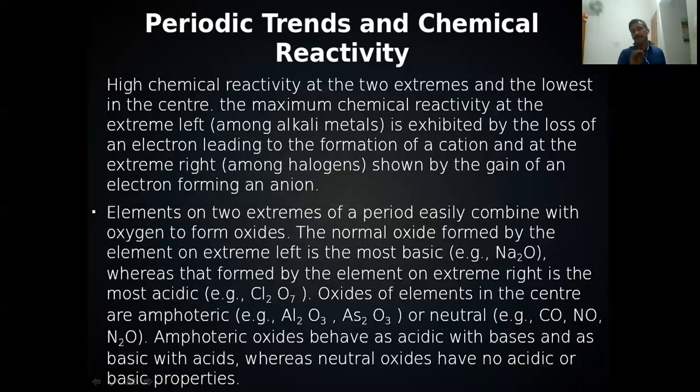If we compare the properties of these compounds, there also we can see an interesting variation. The oxides of alkali metals are highly basic, but the oxides of halogens are highly acidic. So what we can say, the basic strength of oxides decreases from left to right in a period, but the acid strength of oxides of elements increases from left to right in a period. For halogens, the oxides are acidic, but for alkali metals, the oxides are basic.